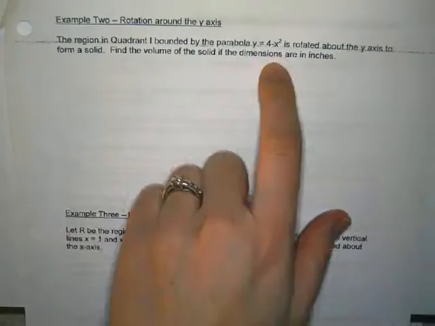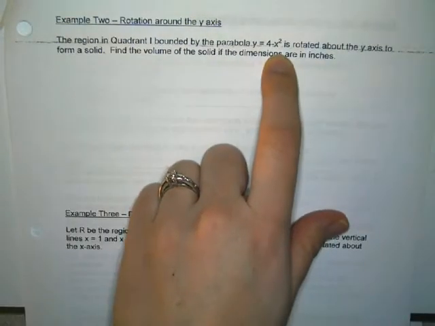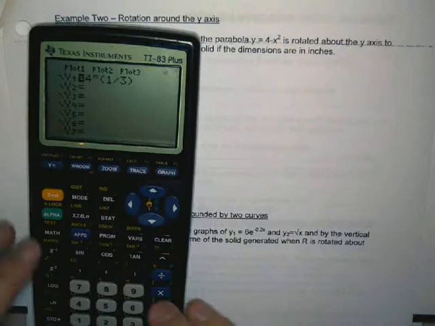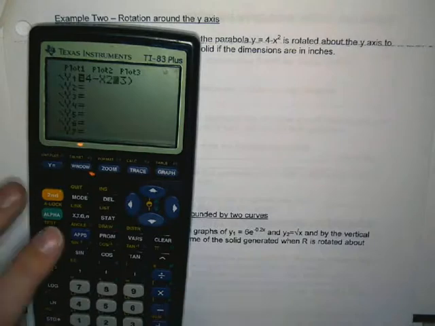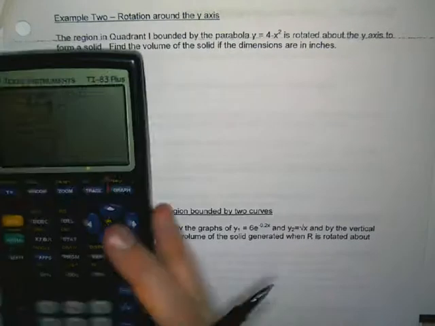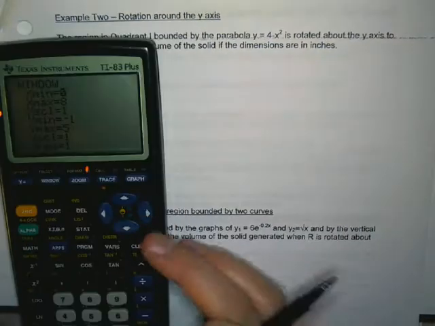Alright, let's look at the next one. Example 2. Alright. The region in quadrant 1 bounded by the parabola y equals 4 minus x squared is rotated about the y-axis to form a solid. Find the volume of the solid if the dimensions are in inches. Okay, so we're going to first graph that. 4 minus x squared. Okay. Change my window a little bit. I don't know what my bounds are yet.